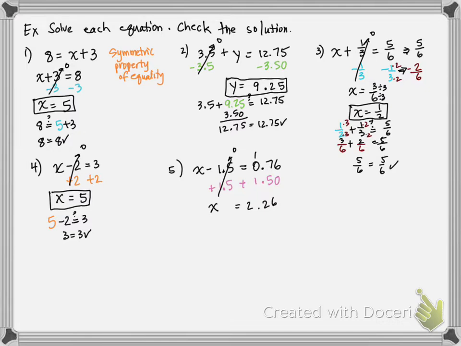Is 2.26 minus 1.5 actually equal 0.76? So let's see, we're going to do the math over here. We get a 6, we get 12 take away 5 is 7, 1 take away 1 is 0. We get that equals 0.76. That means my answer has to be x equals 2.26.